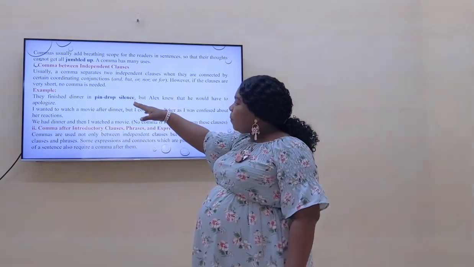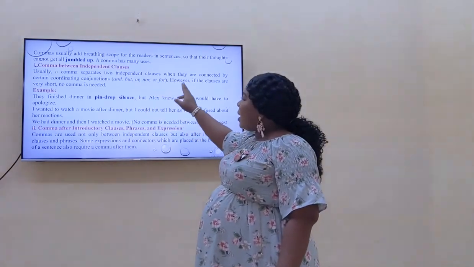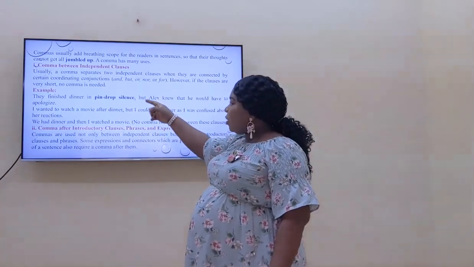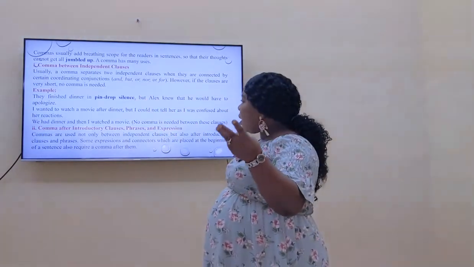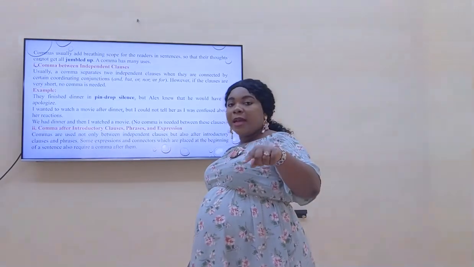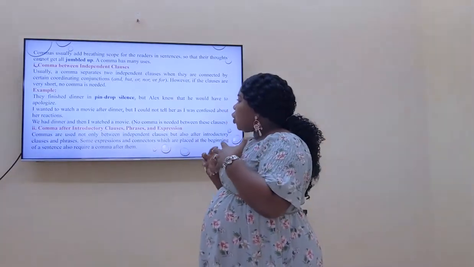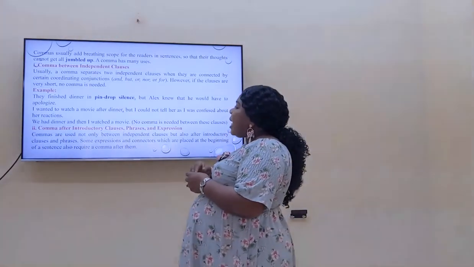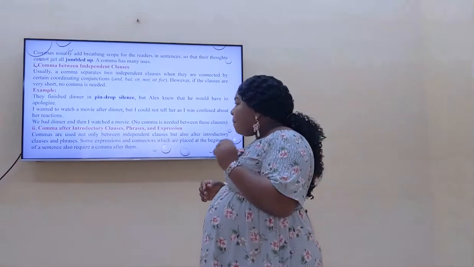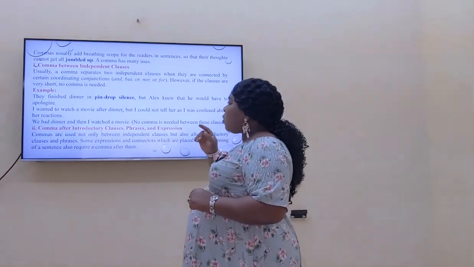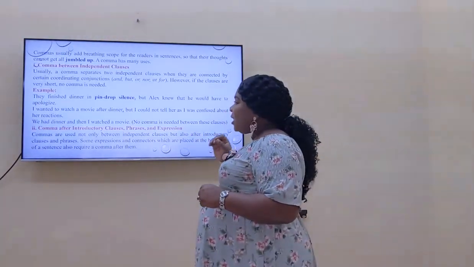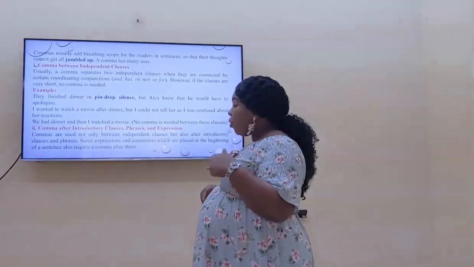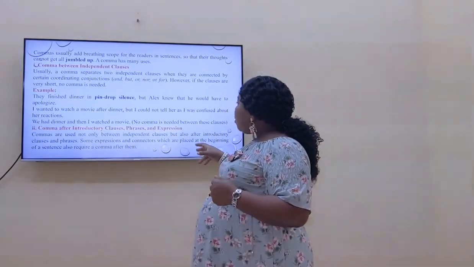What does that mean? Usually, a comma separates two independent clauses when they are connected by certain coordinating conjunctions. We have and, but, or, nor, or for. Remember we talked about that in GST112, conjunctions or connective words. For example, they finished dinner in pin-drop silence, but Alex knew that he would have to apologize. See that? They finished dinner in pin-drop silence. You stop a bit, you catch your breath, but Alex knew that he would have to apologize, right?